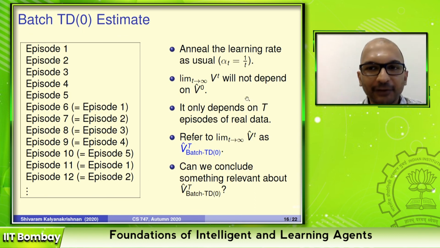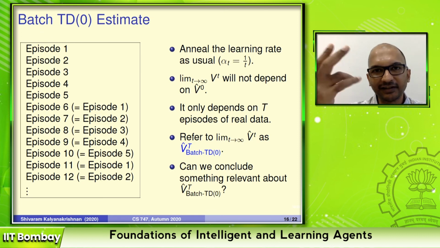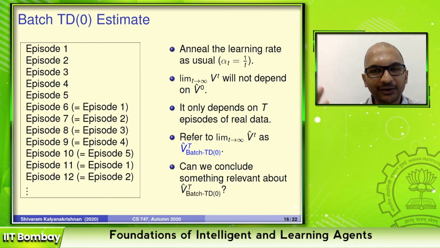When we do that, we will anneal the learning rate as before. We'll start with some initial hat V0 estimate, and then keep refining it. With time, you will be annealing the learning rate over and over again. So time keeps getting incremented as you go through these simulated episodes. It's not reset at the end of every batch. That would defeat the whole purpose.